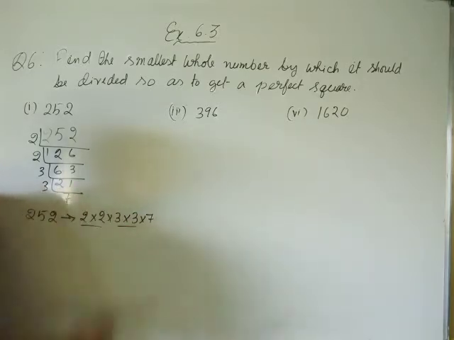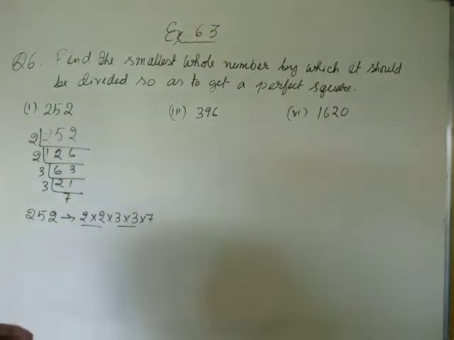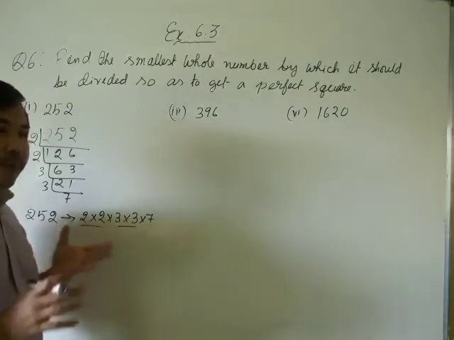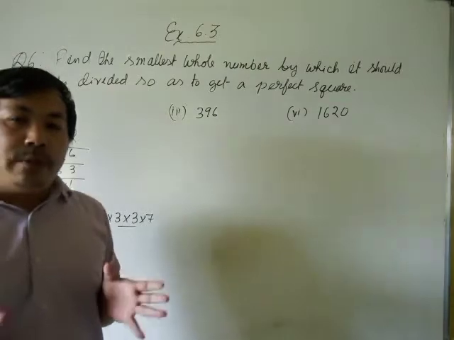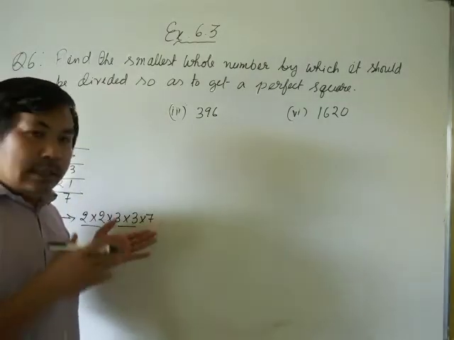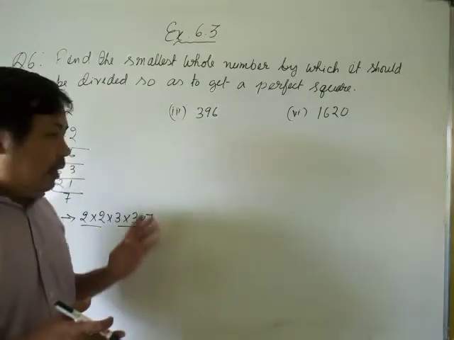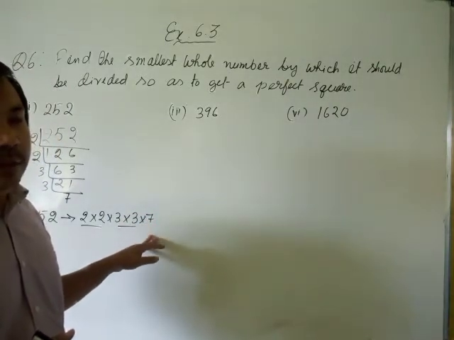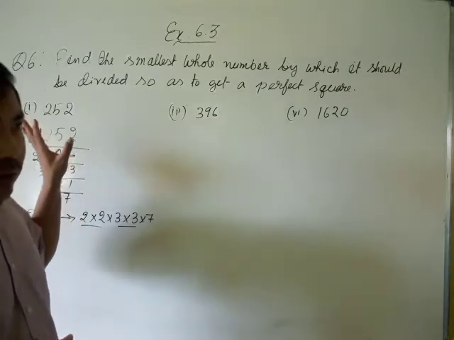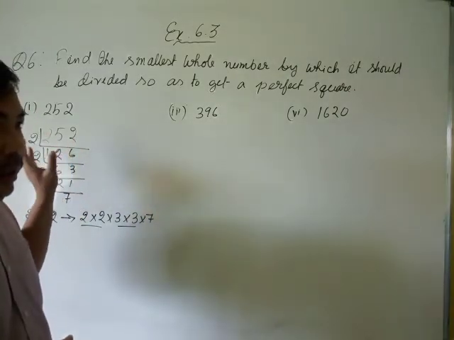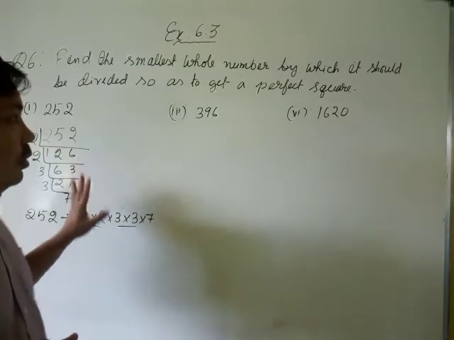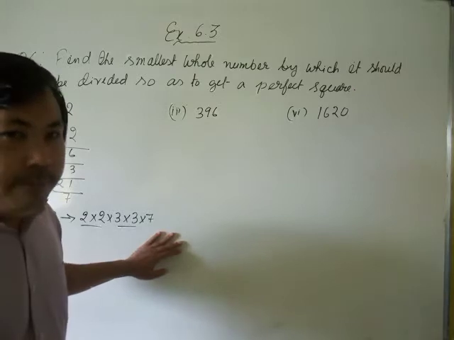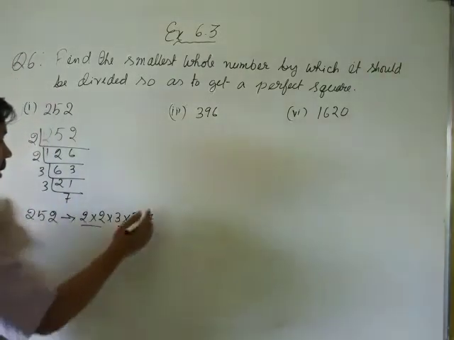For taking the square root of this number, we have to pair the numbers of the same kind, isn't it? 2 and 2, or 3 and 3. But here you can see that one number is unpaired. So this number 7. Question 5 also had the same number. So yes, we got this 7 as a number which is unpaired.